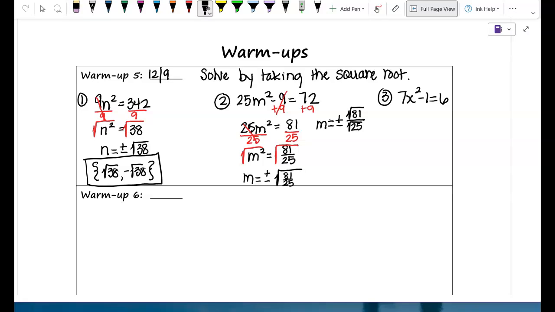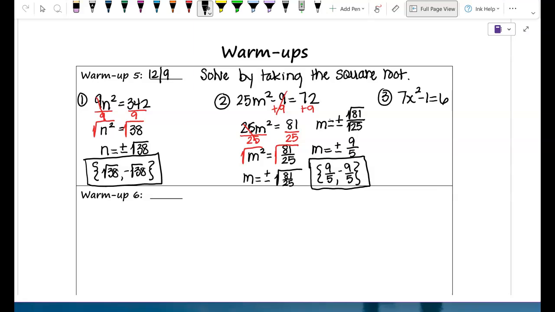25. What is the square root of 81? 9. And the square root of 25? 5. So our m is going to equal positive or negative 9/5, and we're going to leave our solution like that. 9 over 5, comma, negative 9 over 5. Now, if you converted it to a decimal, because I know the question is coming, would I accept that as a homework answer? Absolutely.